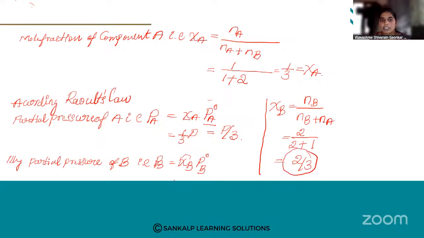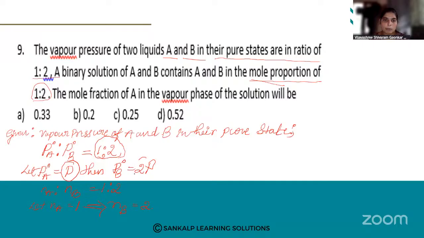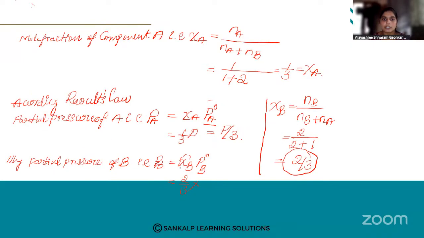Just substitute here. It is 2 by 3 into PB. We have taken PB, P not B as 2P, right? Just substitute that. It is 2P, it can be written as 4P by 3. So just remember these two quantities. Okay, I hope you are writing.